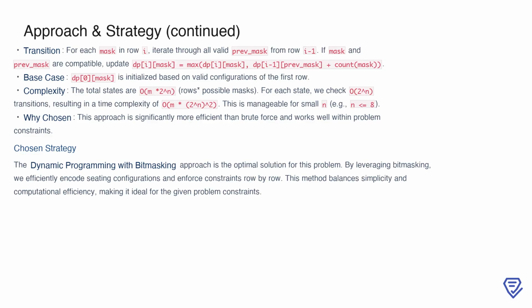In terms of complexity, the total number of states is proportional to m*2^n, where m is the number of rows and 2^n represents the possible masks for a row. For each state, we check transitions between 2^n masks, leading to an overall time complexity of m*2^n squared, or m*(2^n)^2. This is computationally feasible for small n, such as when the number of columns is 8 or less. This approach is chosen because it is not only significantly more efficient than brute force but also aligns well with the constraints of the problem. By leveraging dynamic programming and bit masking, we can solve the problem efficiently while ensuring correctness.